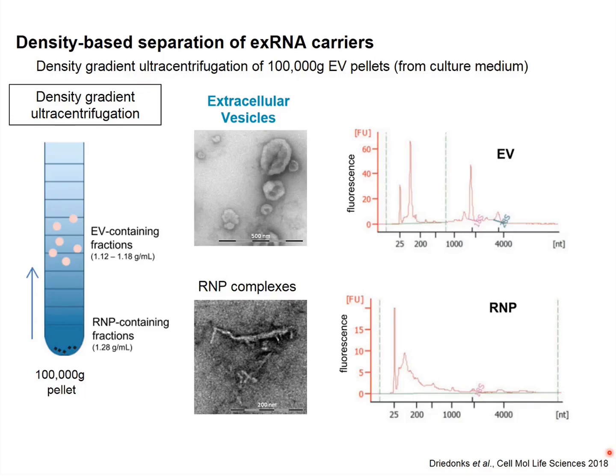Here we show an example in which 100,000 G pelleted material from culture medium is separated further using a gradient. What we can see then is that EVs float to their buoyant density, whereas protein complexes stay at the bottom of the gradient. The bioanalyzer traces on the right show that both EVs and ribonucleoprotein fractions contain RNA, each of which have a distinct size profile.